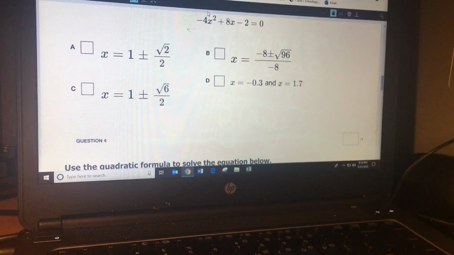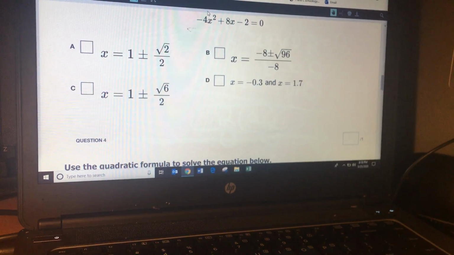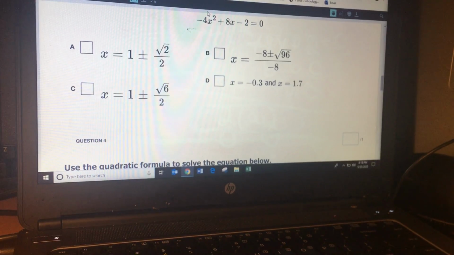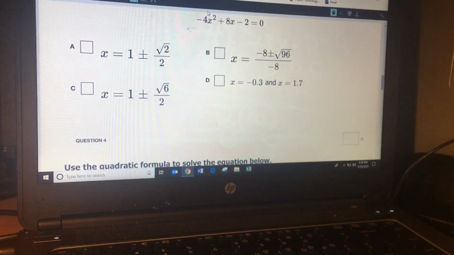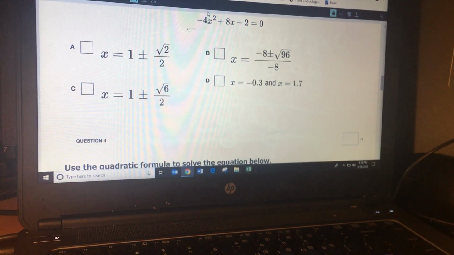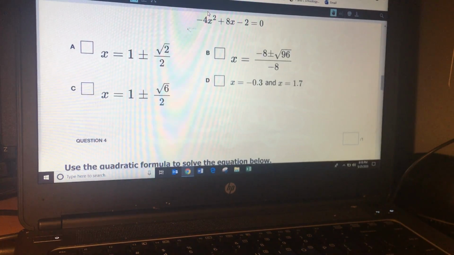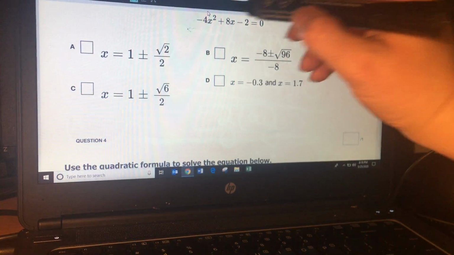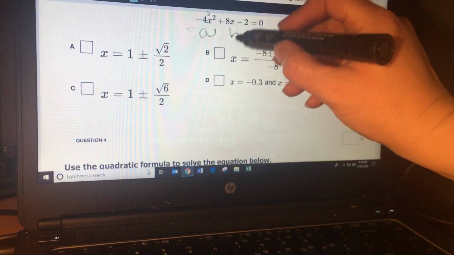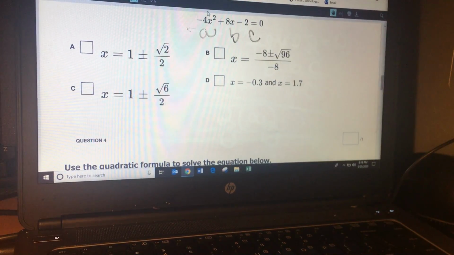Lesson 5, quadratic equation by quadratic formula. We are going back to number 3. Sorry about that, got cut off on the last video. So our A will be -4, B and C is -2.